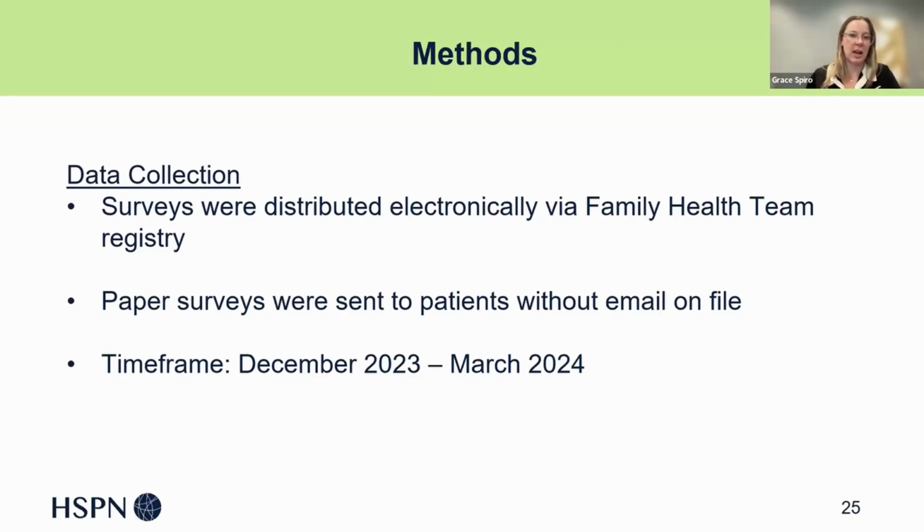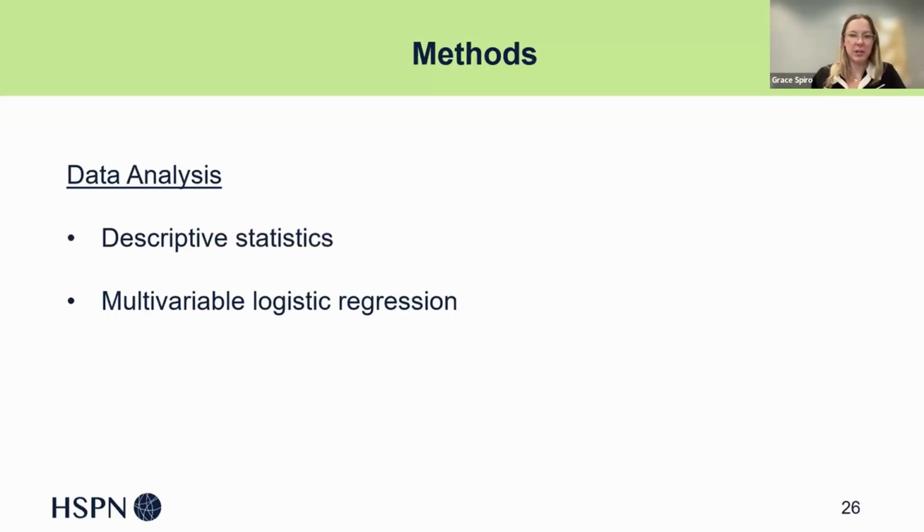This survey was distributed electronically throughout the OHT through the Family Health Team Registry. And for those patients that did not have an email address on file, they were sent paper copies of the survey over a 4-month period. When analyzing these survey results, we completed descriptive statistics and also ran a multivariable logistic regression to understand the relationships between those equity stratifiers and the patient-reported experience and outcome measures.